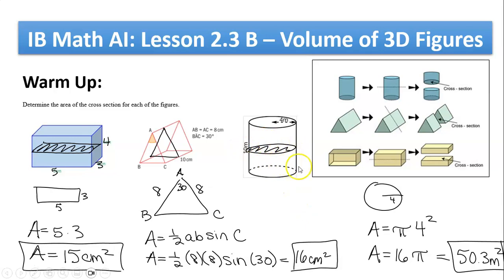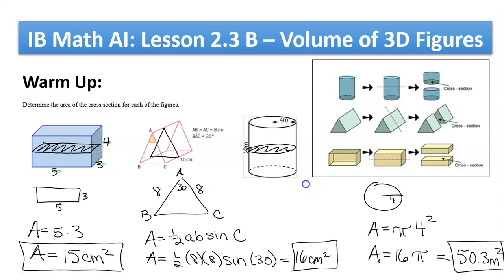And for the third one, when we do a cross-section of this one, it's a circle with a radius of 4 meters that they tell you here. So our formula for area of a circle is pi r squared, so that's pi times 4 squared, giving me 16 pi, or as a decimal, that would be 50.3 to 3 sig figs. So 50.3 meters squared on that one.